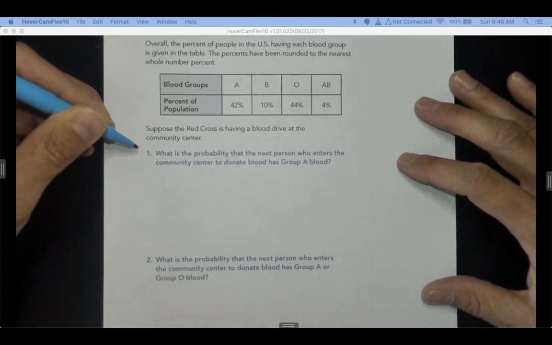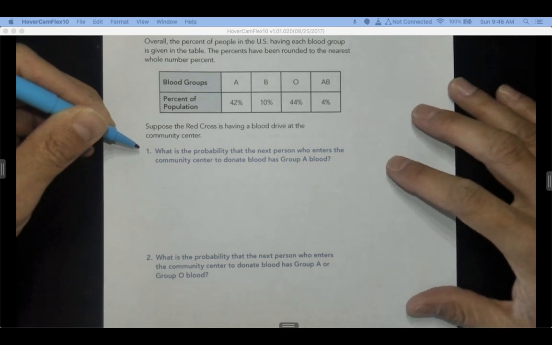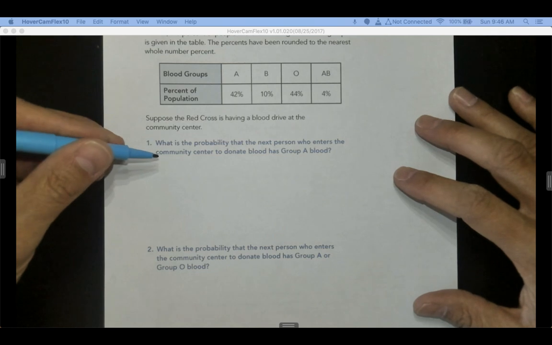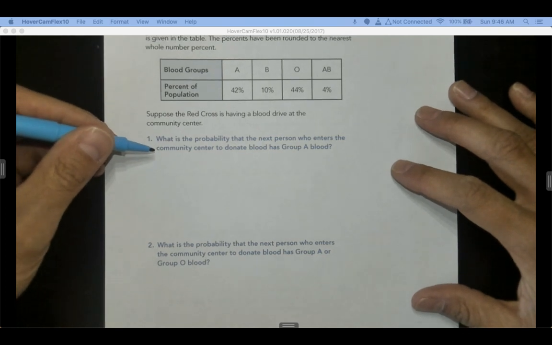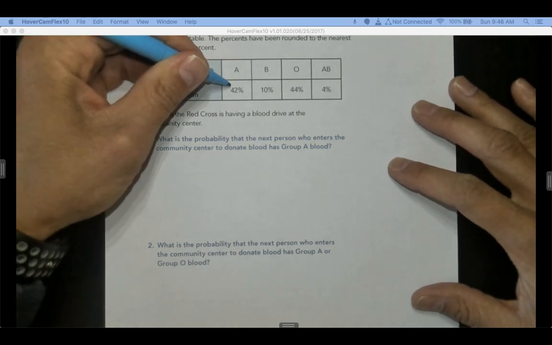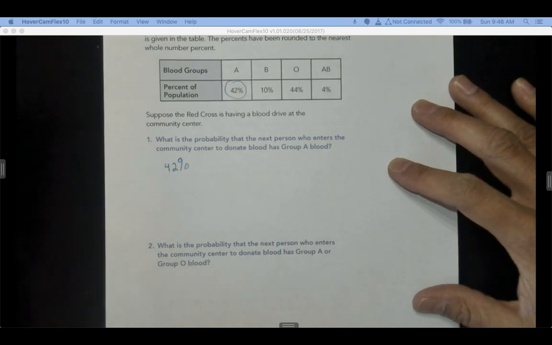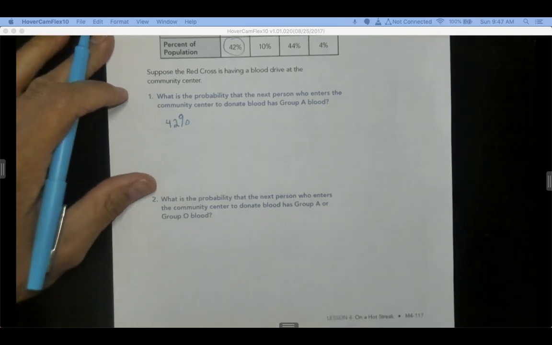Number 1. What is the probability that the next person who enters the community center to donate blood has group A blood? Well, this is pretty simple, and it's just going to be 42%. Okay. And then what is number 2?